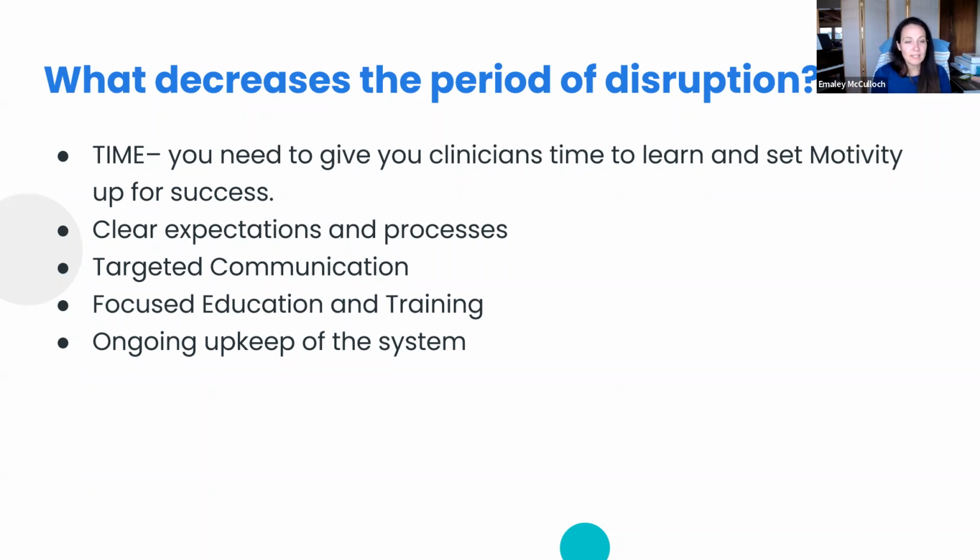Also, you want to give clear expectations for your team members. Know who they're accountable to. Make sure that you have timelines and milestones. Open, targeted communication is super important. Focused education and training, which Motivity provides, but also setting up time for your organization to also address training, especially in supervision meetings or all team meetings. And then of course, having a team that's dedicated to ongoing upkeep of the system.